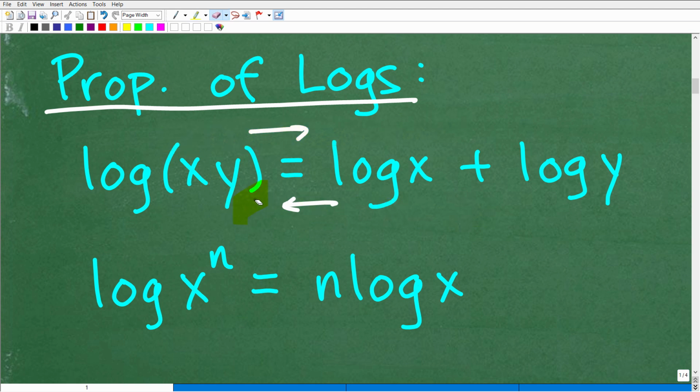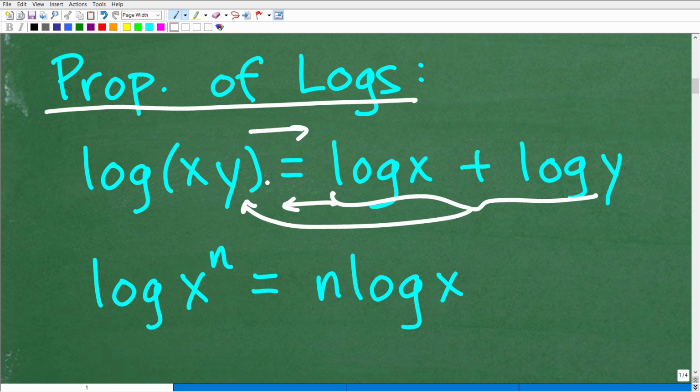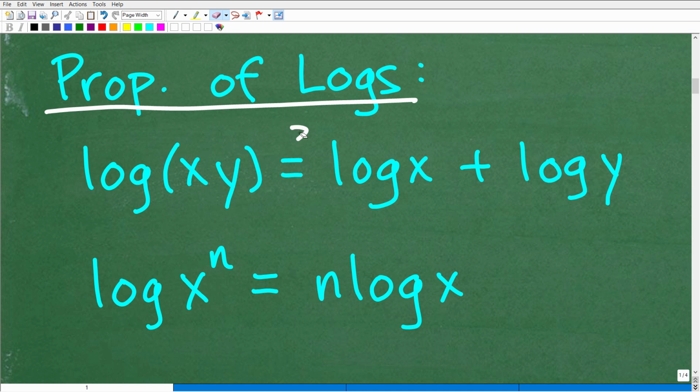You're going to have to think of these properties as depending upon which direction you're moving in. It's not always just the product you can expand. In this case, we want to be thinking about, oh, we have log x plus log y. This derived from this product. All right, so this is the first property we need to know.